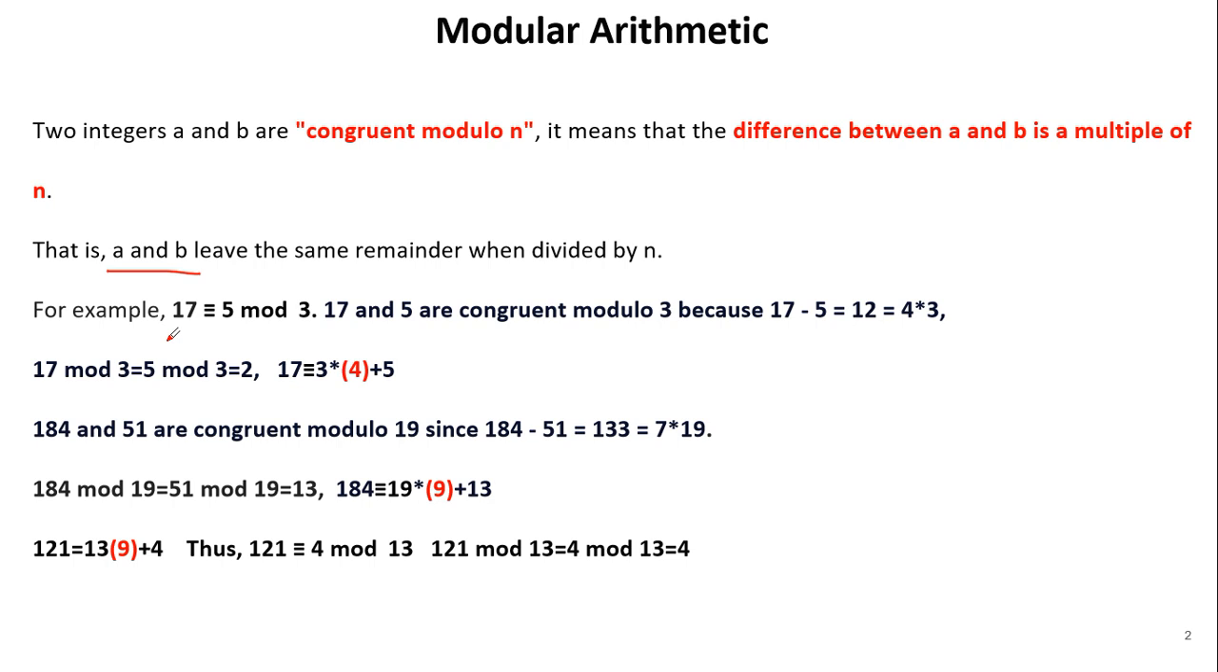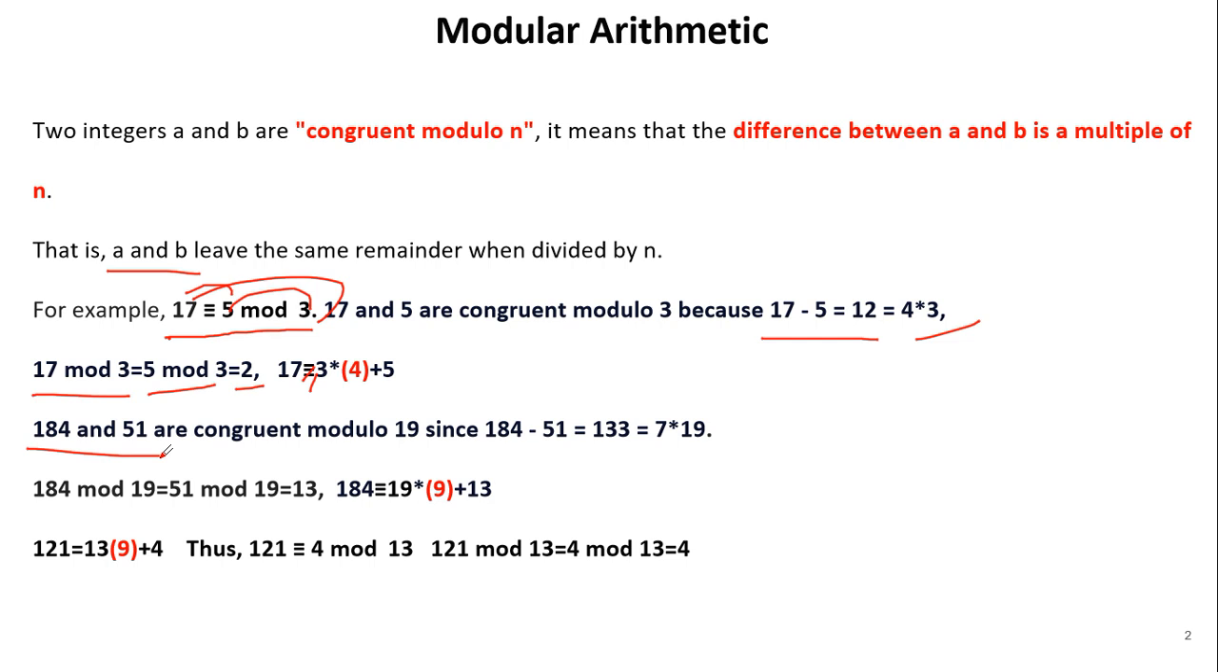Now we will see the first example. 17 is congruent to 5 mod 3. It indicates that if we take the difference between 17 and 5, it is a multiple of 3. So 17 minus 5 is equal to 12, which is a multiple of 3, that is 4 into 3 is equal to 12. Now when we take 17 mod 3 and 5 mod 3, they are equal, that is, 17 mod 3 and 5 mod 3 are equal to 2, and it can also be represented as 17 is equal to 3 into 4 plus 5.